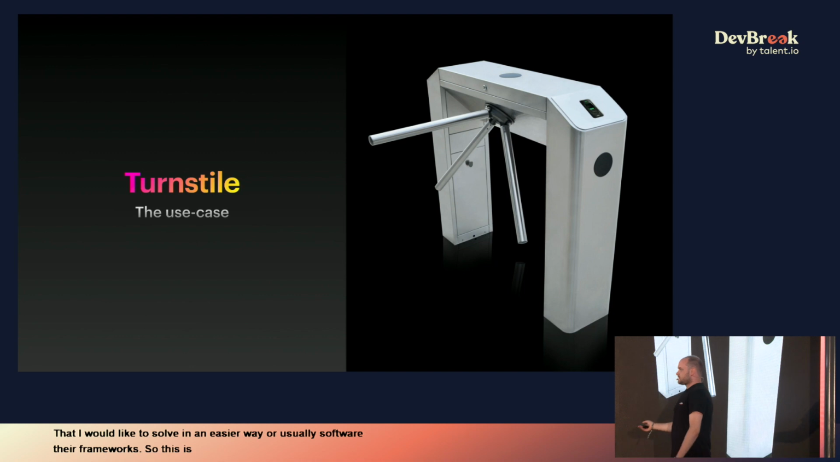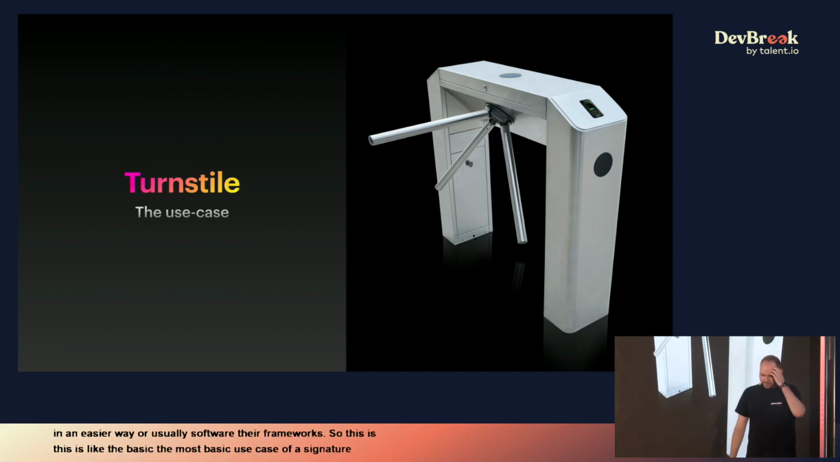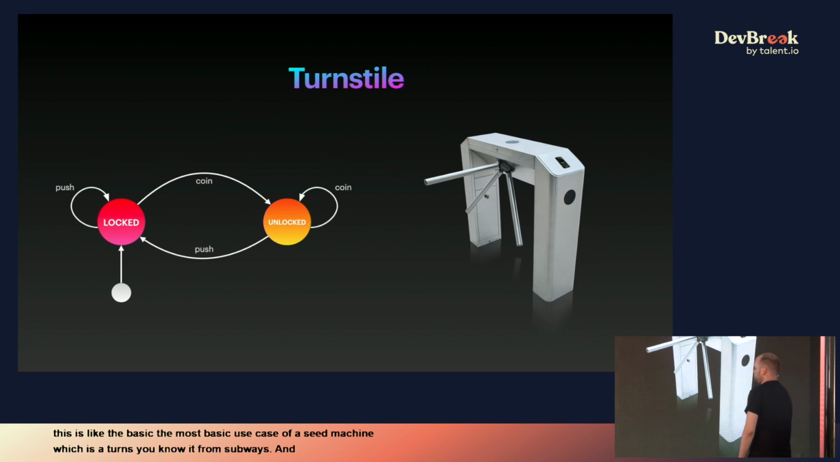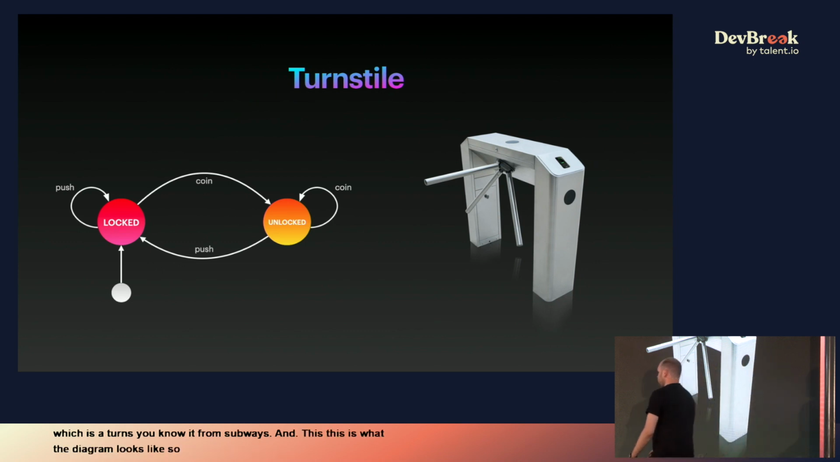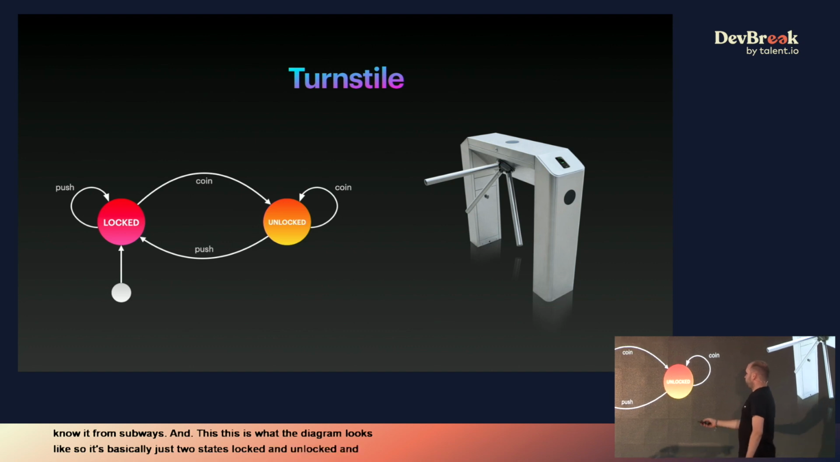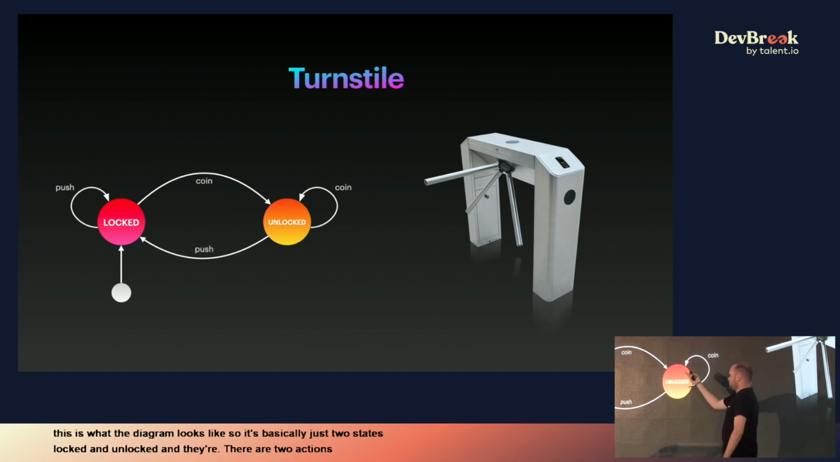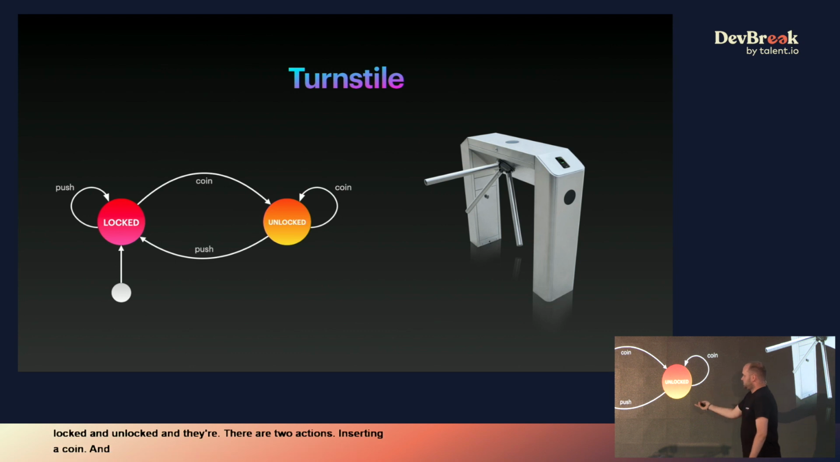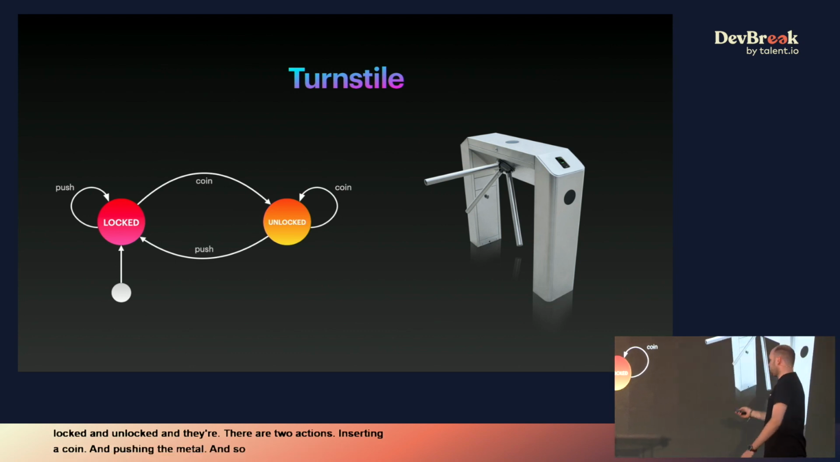So this is the most basic use case of a state machine, which is a turnstile. You know it from subways, and this is what the diagram looks like. So it's basically just two states, locked and unlocked, and there are two actions: inserting a coin and pushing the metal rail. And so it's quite simple.